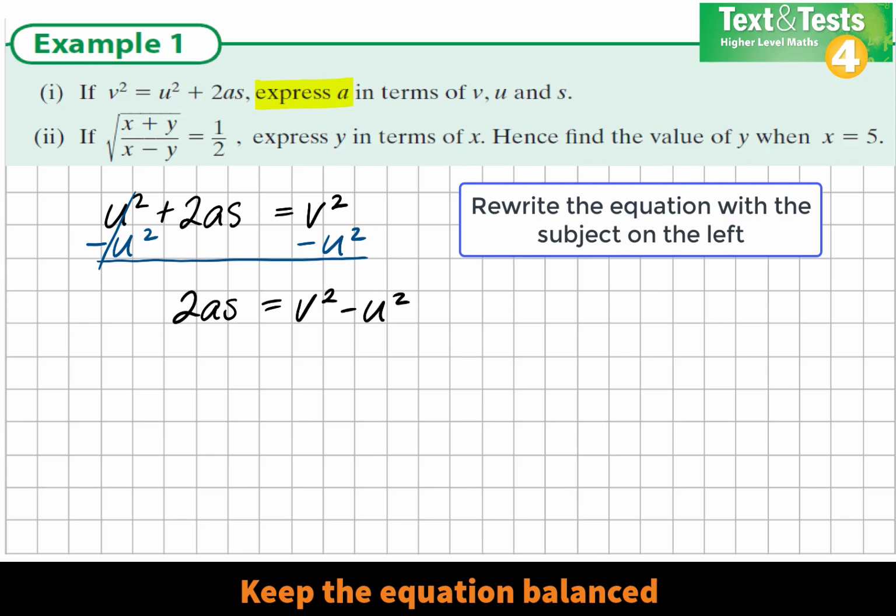We're almost there now. If we divide both sides by 2s, then we'll be left with just a on the left hand side. So dividing both sides by 2s, this gives us that a is equal to v squared minus u squared, all over 2s. And that's the answer to the first question.